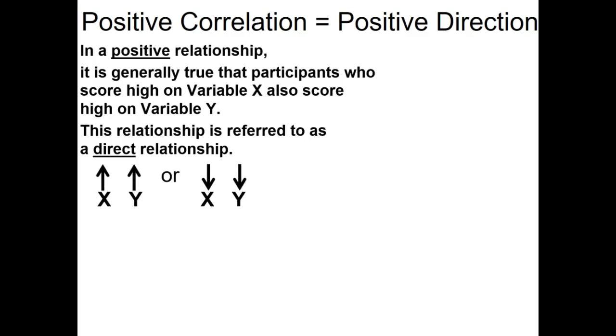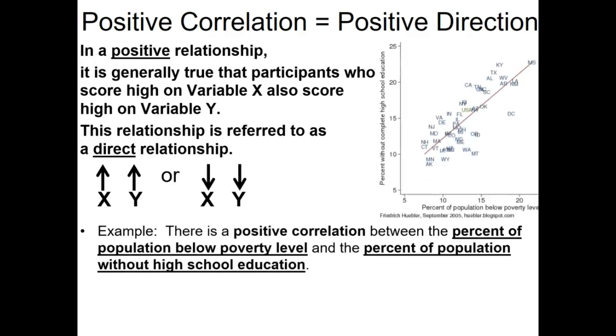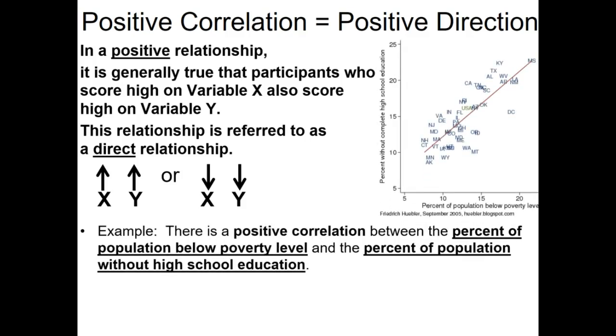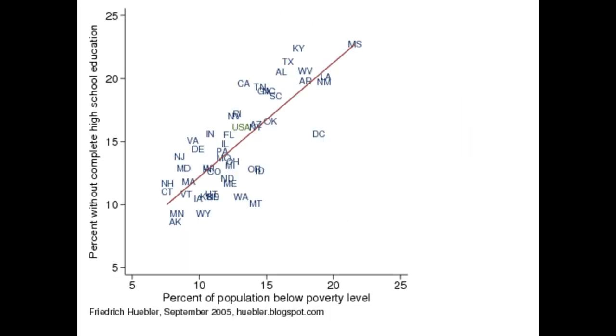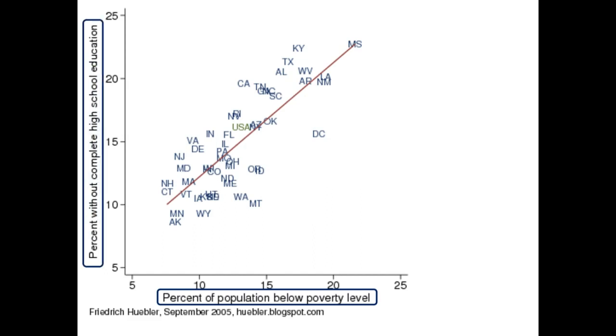Here's an example. There is a positive correlation between the percent of the state population below the poverty line and the percent of the state population without a high school education. Let's look at this a bit more closely. The scatter graph shows data for all 50 of the United States from 2005 for two variables. Variable x is the percent of the population living below the poverty level. Variable y is the percent without a complete high school education.